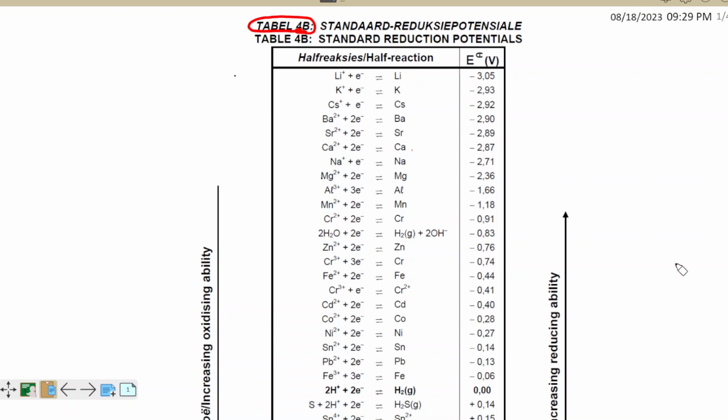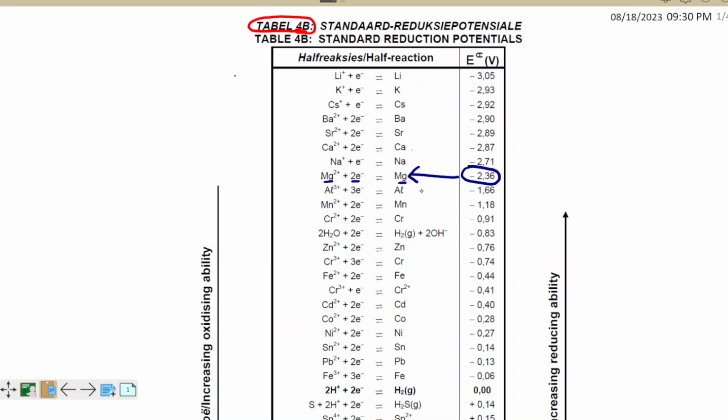Okay, so this is table 4B, and now we are looking for Mg. So we look for Mg. Okay, here is Mg. And the potential there, the voltage there, is negative 2.36 volts. As you can see, that is Mg2+ receiving 2 electrons to become Mg in the solid form.